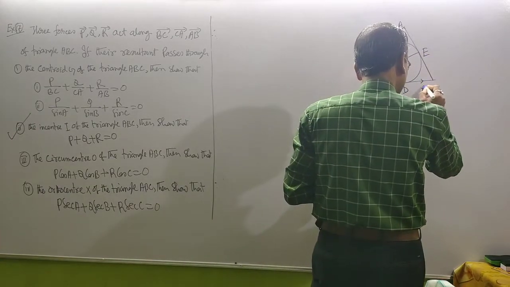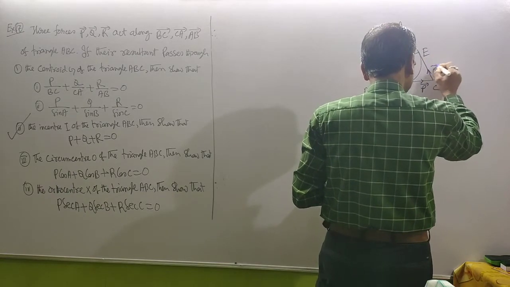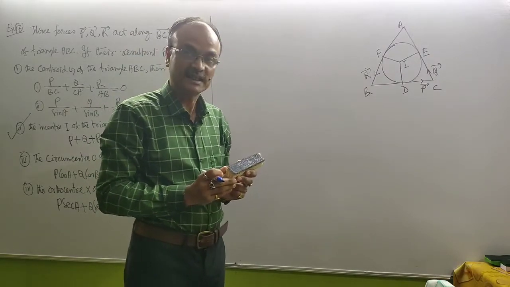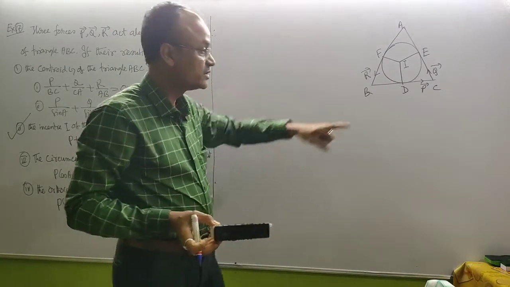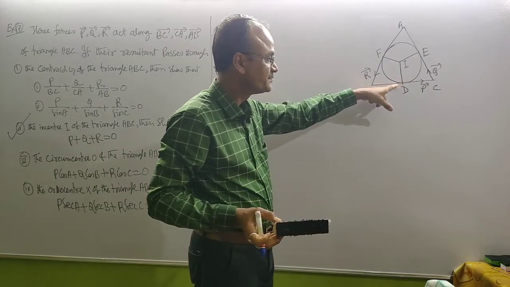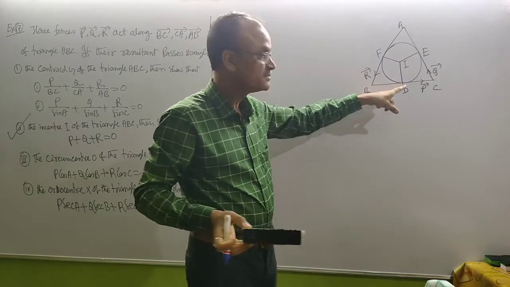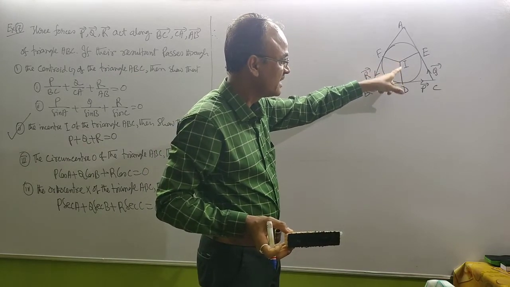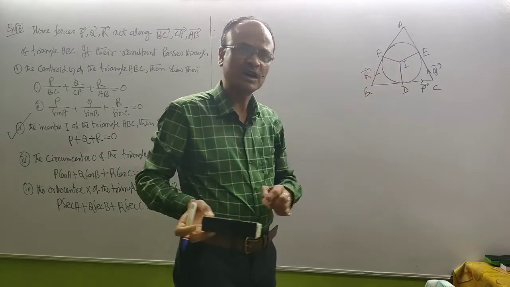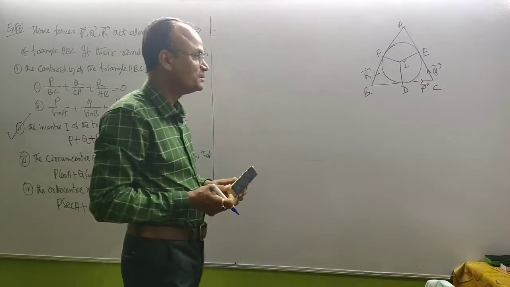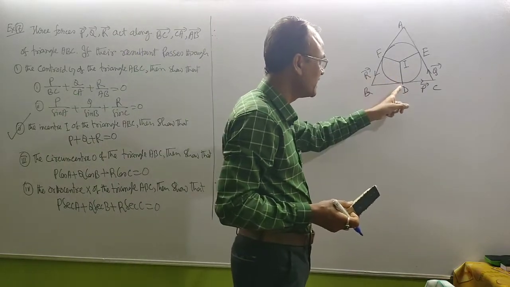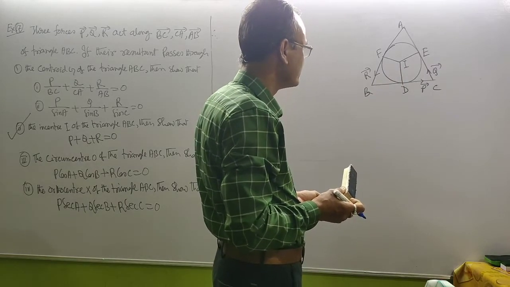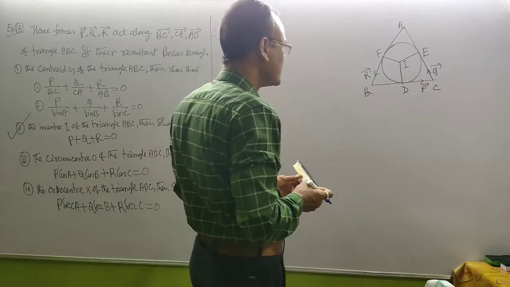The forces P, Q, and R are acting along BC, CA, and AB. I is the incenter of the triangle. You see, BC is a tangent at this point. If you draw this line ID, it must be perpendicular to BC. It is tangent, which means it is normal. It will be the perpendicular.